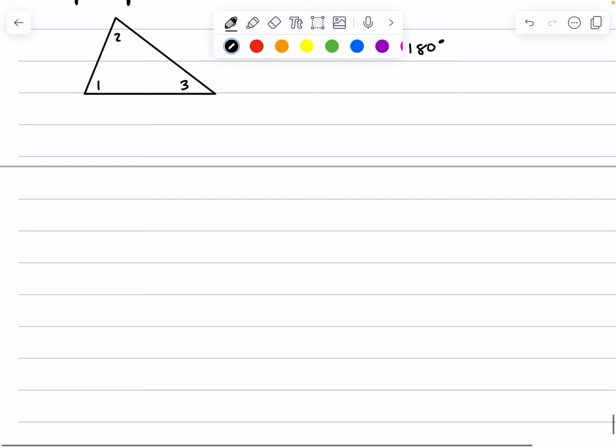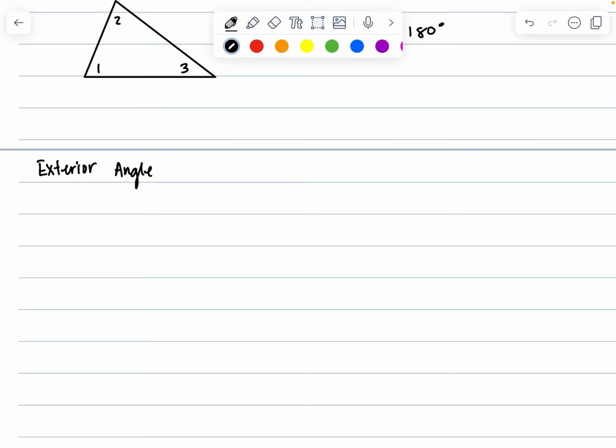Okay, now we also have what we call exterior angles. So we should define what an exterior angle is. Well, an exterior angle is an angle on the exterior of a triangle. So this is the angle formed by extending a side, any side, of a triangle past the vertex.